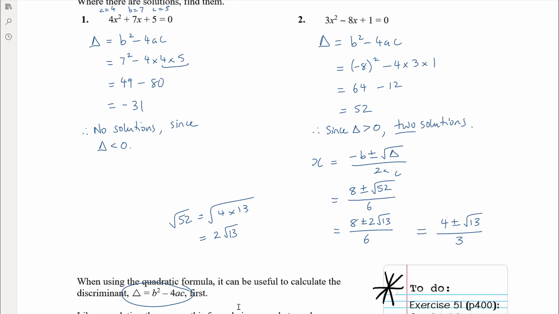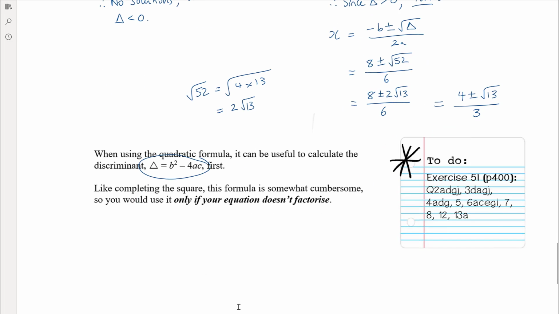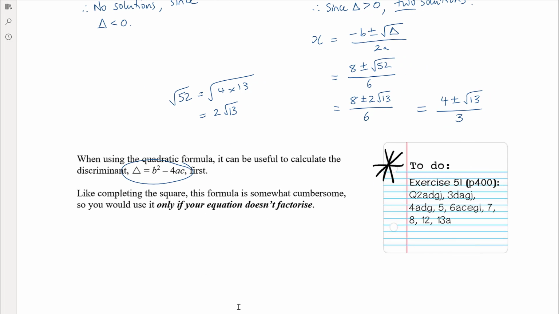And so it's calculations you'd need to do anyway. So find it first. If it's negative, you don't need to go any further. There aren't solutions. If it's positive, then you stick it straight into your quadratic formula and simplify your answer. Now, the other thing I again want to reiterate is that this method should be used as a last resort if your quadratic doesn't factorize.